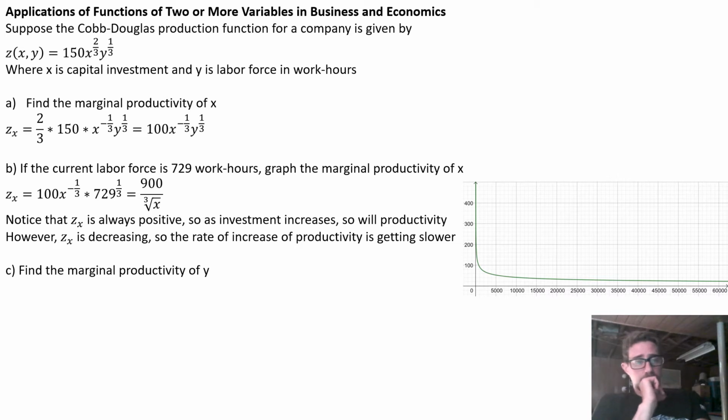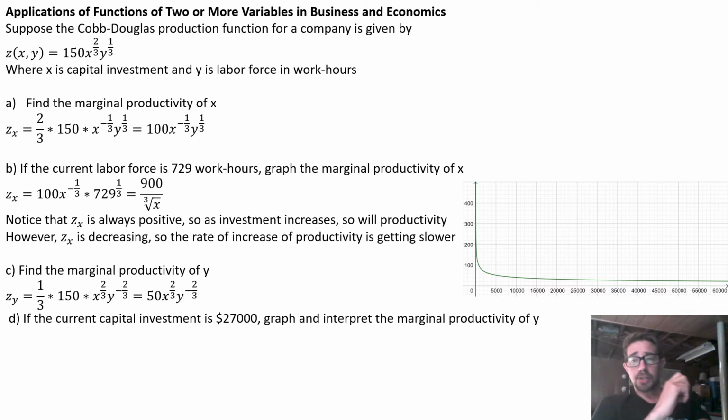This is just z_y, so you know the drill. The 1/3 comes out front. x to the 2/3 is still a constant, so it just comes along. The exponent goes down to negative 2/3. There is a negative in front of that 2/3; it's hard to see, but it's there. So it's 50 x to the 2/3 times y to the negative 2/3, because 1/3 times 150 is 50.